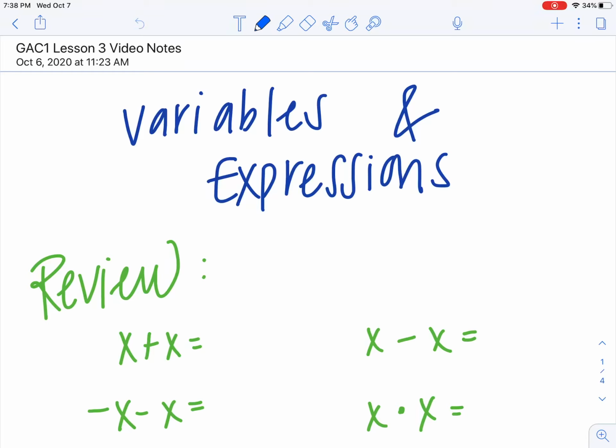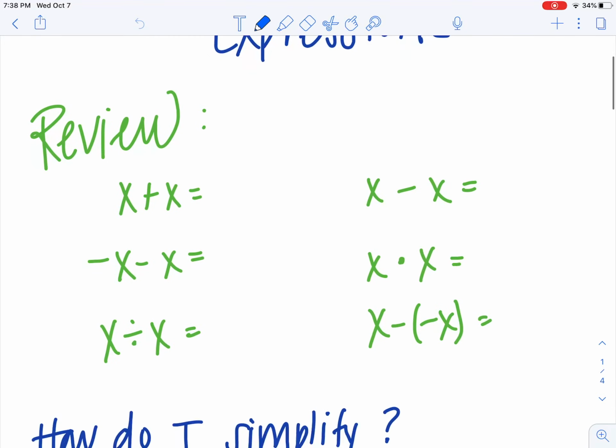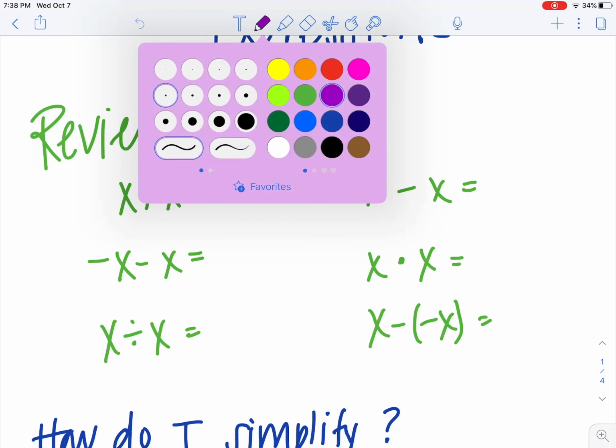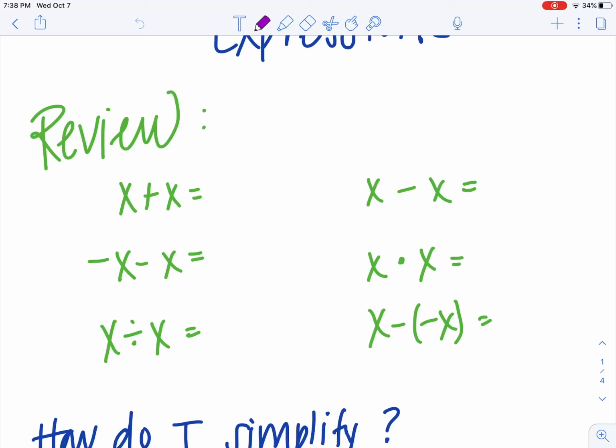All right, this video will be about variables and expressions. So we'll go through the review first. Okay, so x plus x is 2x. Whenever you have just a plain x or a plain variable, you can imagine there's a little imaginary 1 in front of it, and so then you can just add the 1 plus 1 to give you 2x.